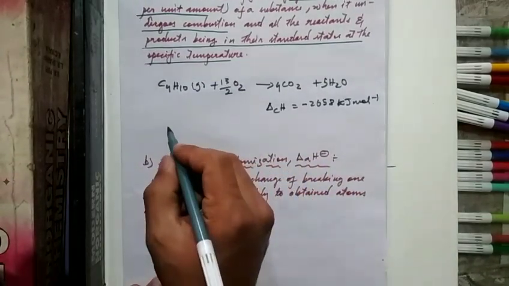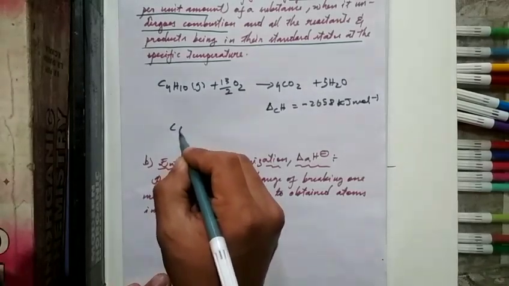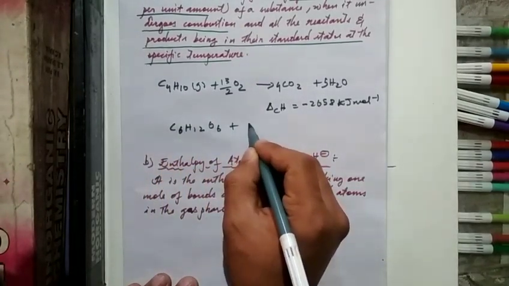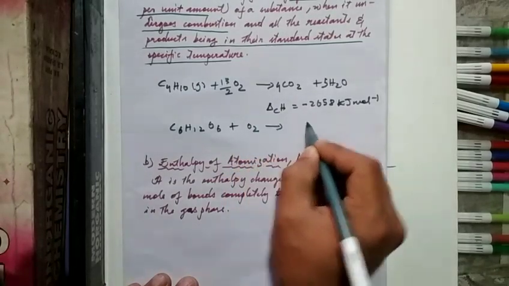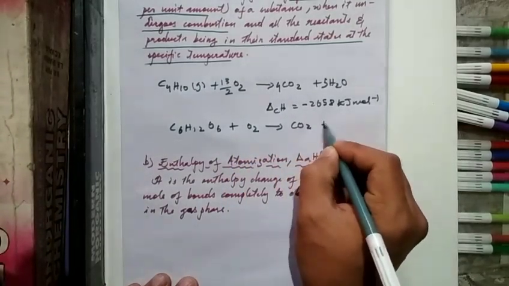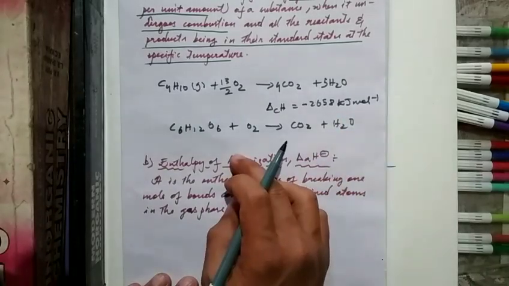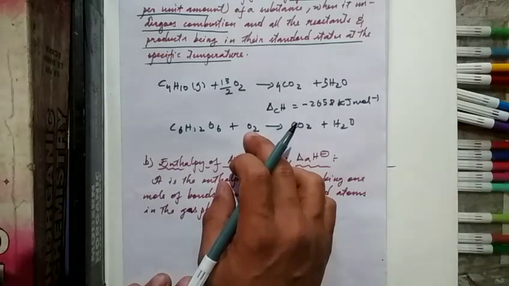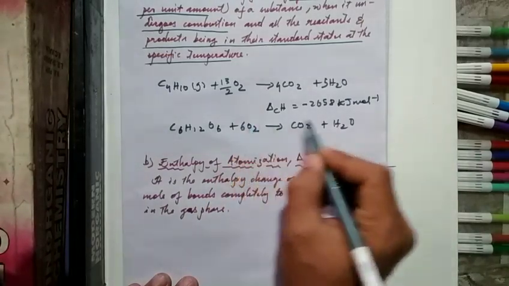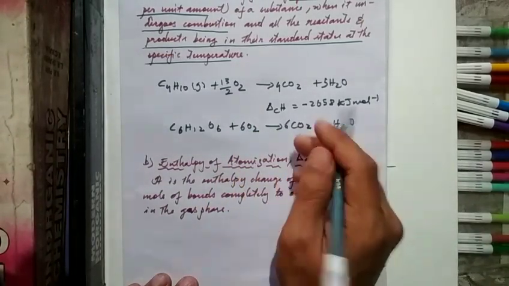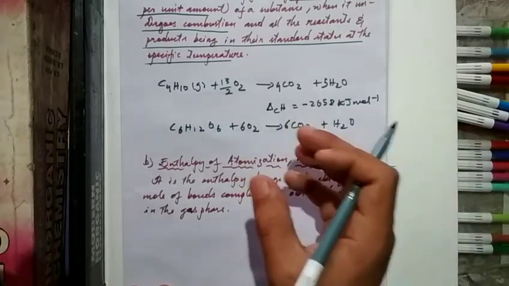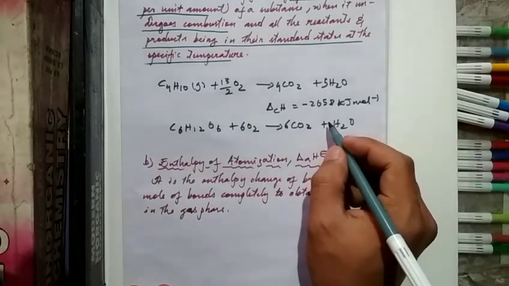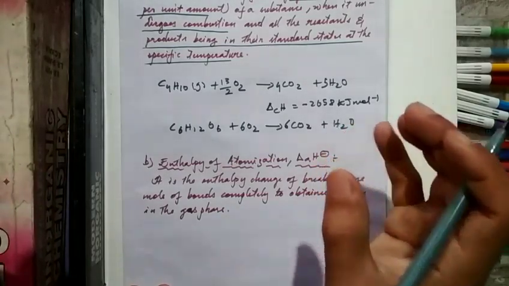Now let's see another example. C6H12O6 plus oxygen gives carbon dioxide and water. In this case, combustion of glucose is taking place in the presence of oxygen. This is an example in our body. So our body generates this enthalpy also, that means heat.